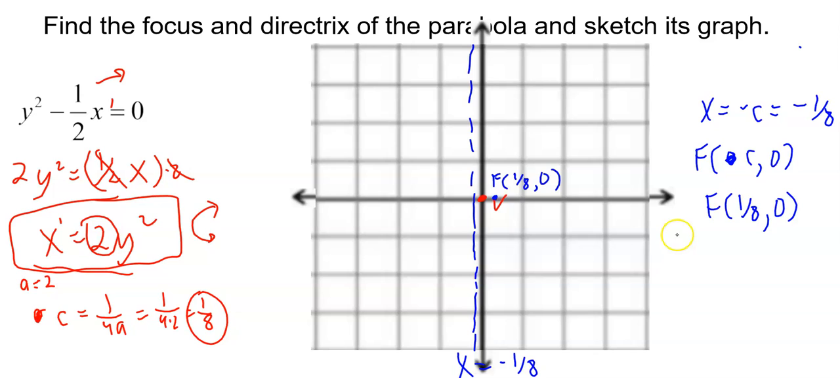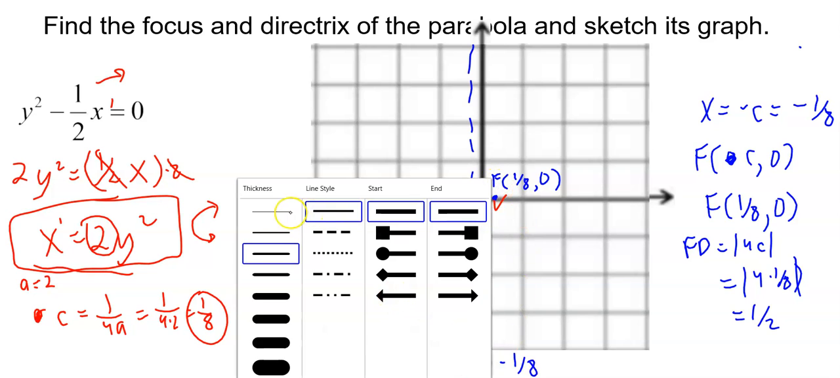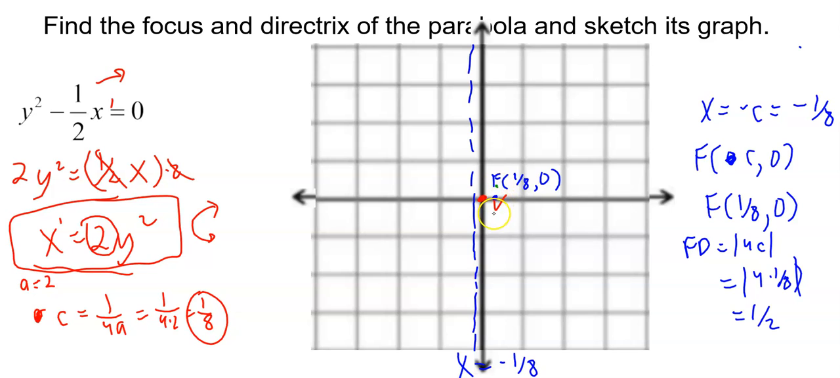So you've got that. The thing we need now is the focal diameter, which is equal to the absolute value of 4c. So the absolute value of 4 times 1/8 is 4/8, which is 1/2. So the focal diameter is 1/2. That means I go half of a half, which is a fourth, in each direction. So I'm going up a fourth and down a fourth here. That's enough to draw my graph because I know it goes through the origin, and it goes through those 2 points that are 1/4 of a distance away from the focus going up and down.